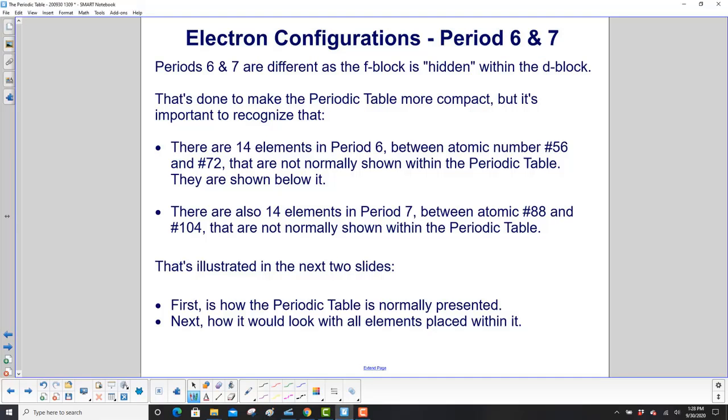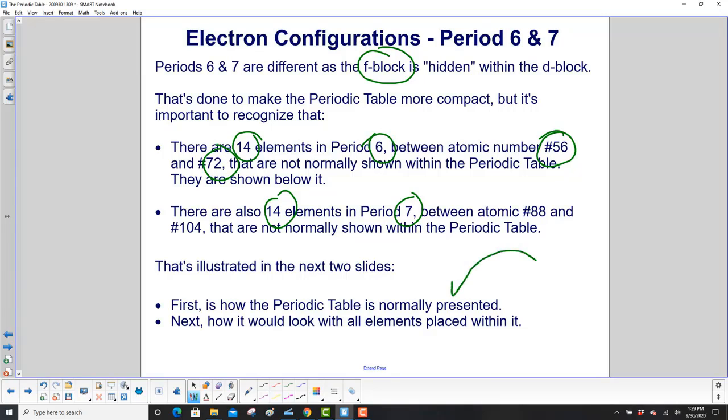Periods 6 and 7 in the periodic table are different, as the F block, because we're going to start filling those shells, is hidden within the D block. That's done to make the periodic table more compact, but it is very important to recognize that there are 14 elements in period 6, between atomic number 56 and 72. They are normally not shown within the periodic table. They are shown below it. There are also 14 elements in period 7, between atomic number 88 and 104, that are normally not shown within the periodic table. That's illustrated in the next 2 slides.